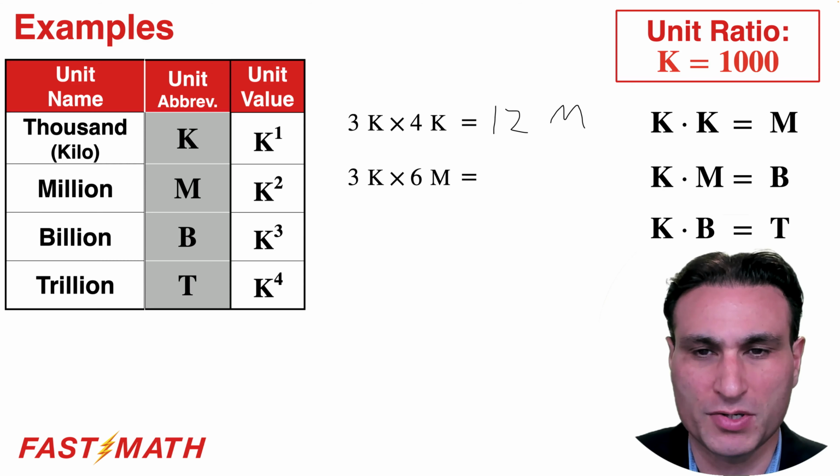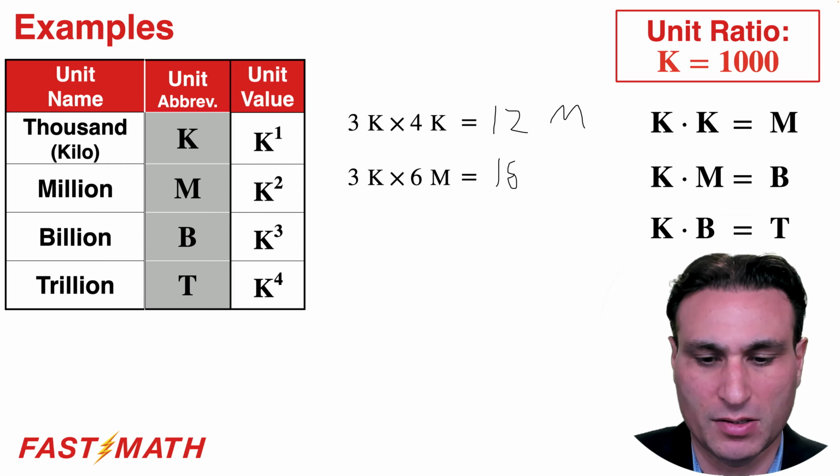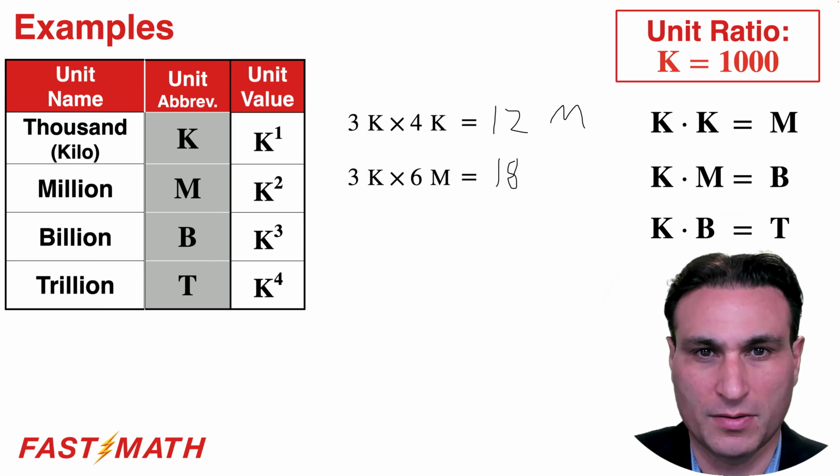Next example, what is 3,000 times 6 million? 3 times 6 is 18. And what's 1,000 times a million? That's a billion, or B. So the result is 18 billion.